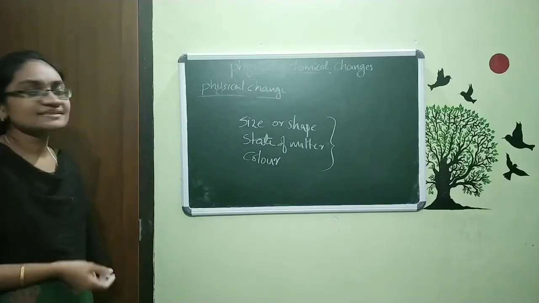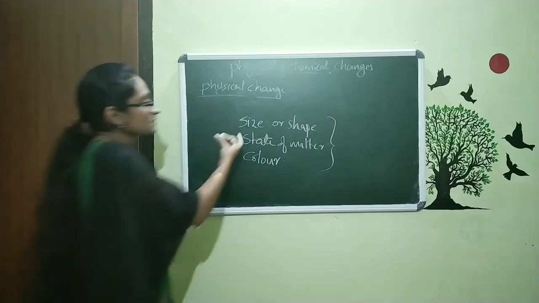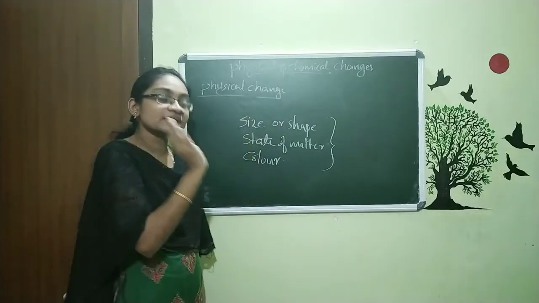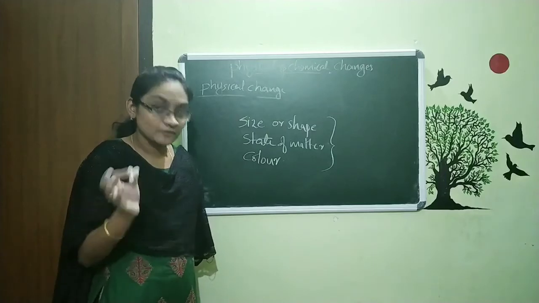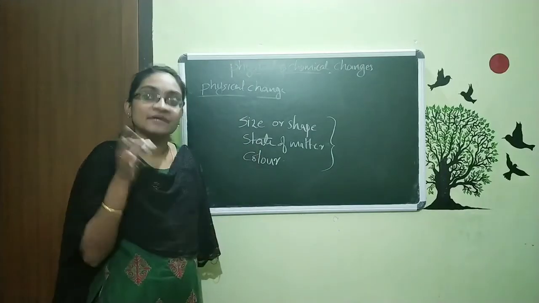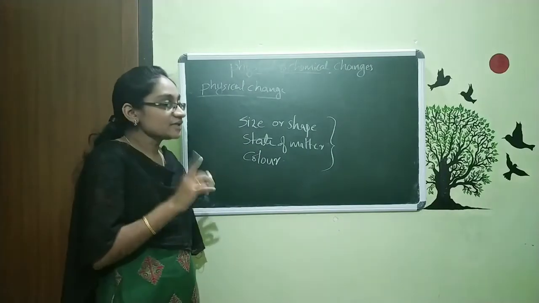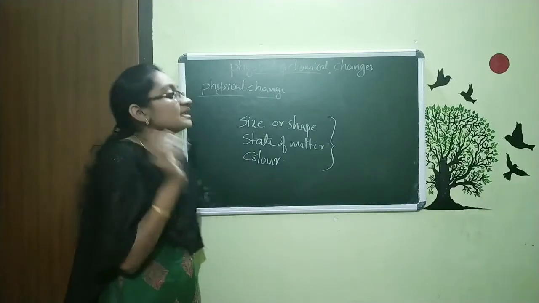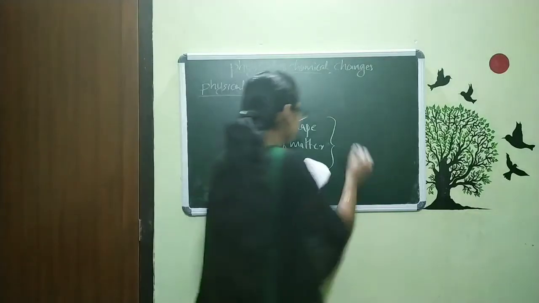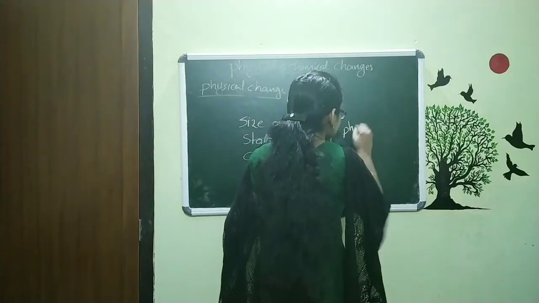So what is this? I said that size or shape is a particular type of property, and the state of matter is also a particular type of property, and color is also a particular type of property. And now the question is, what is this type of property? This is nothing but the physical properties.